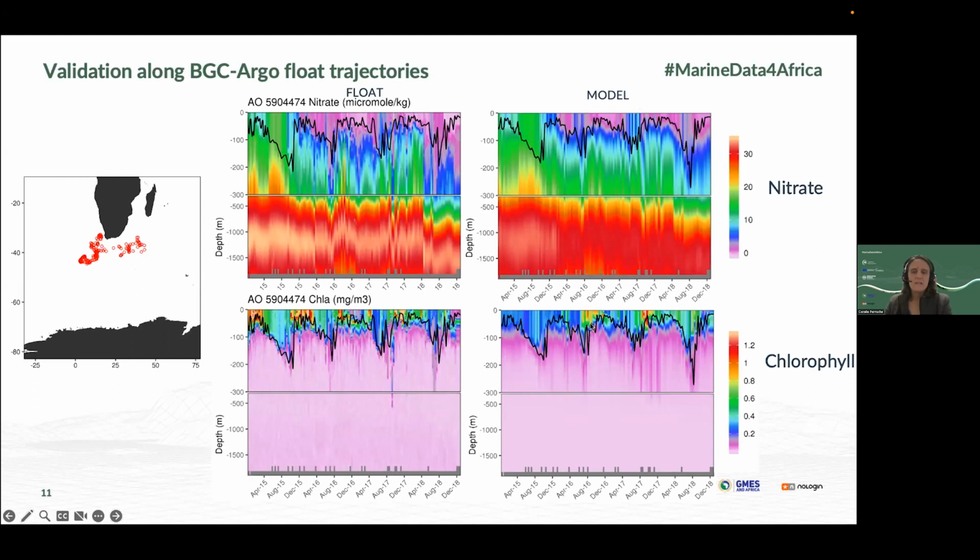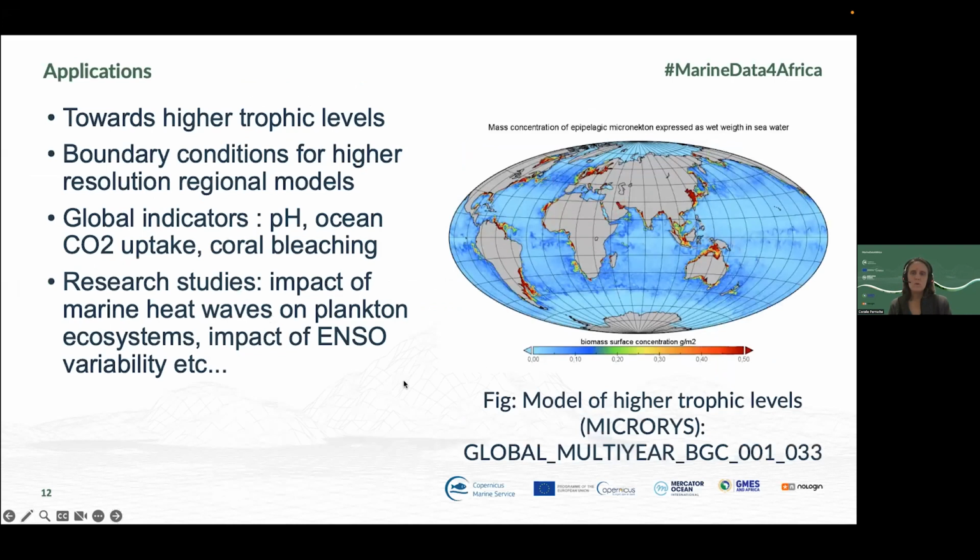the mixed layer. So to conclude, I would say that these modeling products are really interesting because they are 3D, they are continuous in space and time, and they provide many consistent variables. Moreover, they have a wide range of applications. First, they are used to force higher trophic levels models. You have an example of higher trophic level models, the micro-risk reanalysis that is in the Copernicus catalog, and here you have the concentration of epipelagic micronecton.